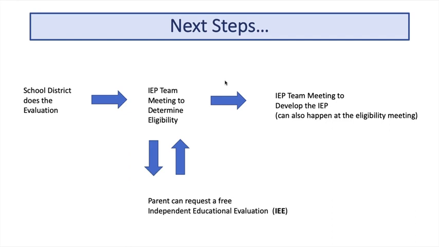And then typically in the process, the parent would take that information back to the school district and have a meeting to redetermine if that child actually is eligible. And then if the district agrees that the child is eligible, then the next step is to develop an IEP. Sometimes that happens at a second meeting. So you might have one for eligibility and then one to develop the IEP. Very often it happens at the same meeting.